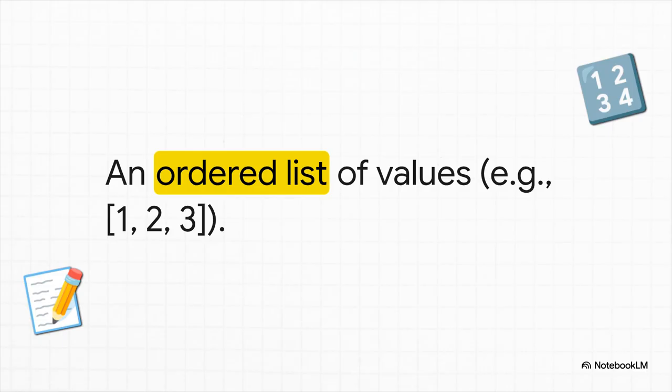And then we've got its cousin, the array. If an object is like a labeled collection, an array is just a straight-up, simple, ordered list of values. It's perfect for when you need to store a whole bunch of items, like a list of numbers, a list of names, whatever you need.